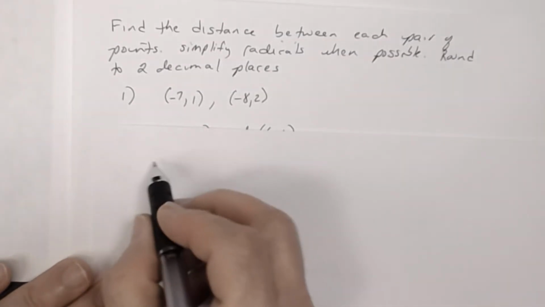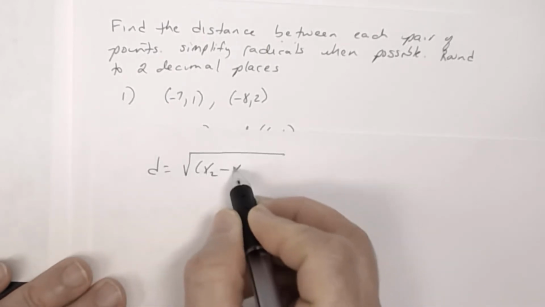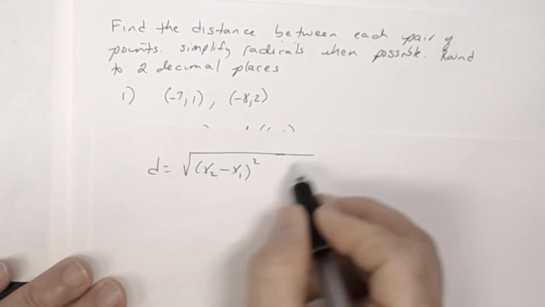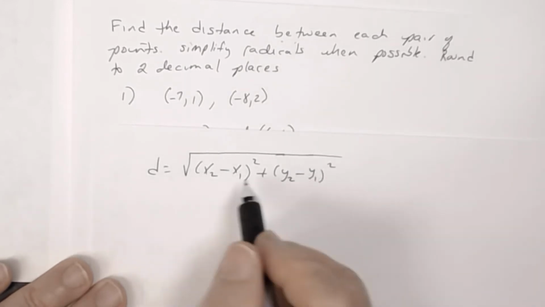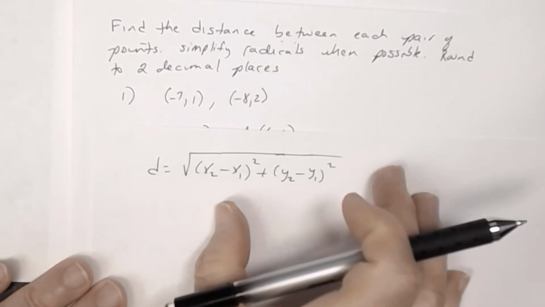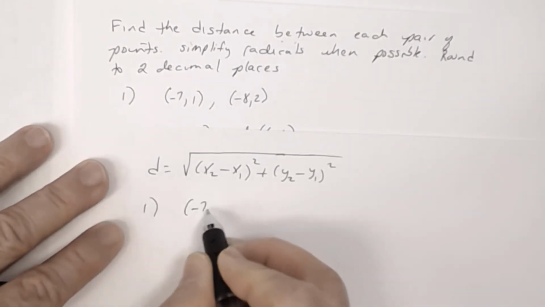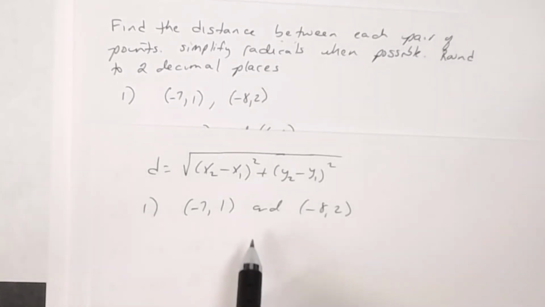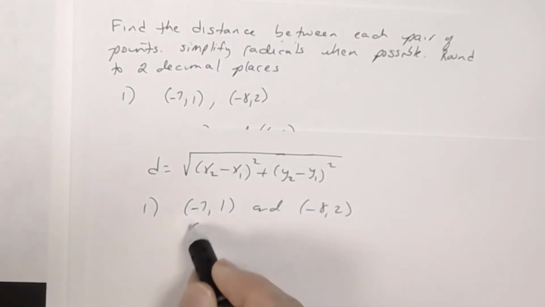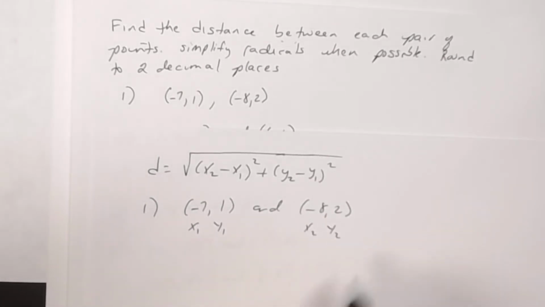All right, so remember the distance formula is this. The square root of, you subtract your x coordinates from each other, you square it. Subtract the y coordinates from each other, and you square it. Okay? And then you add them up, and then you simplify. That's all you do. So if I look at number 1, we have negative 7, 1, and negative 8, 2. Now it really does help if you label these. So I'm going to call this x1, y1. And my second point, I'm going to call it x2, y2.